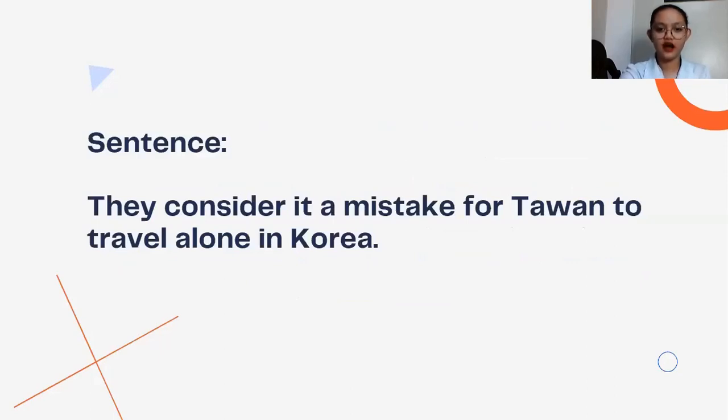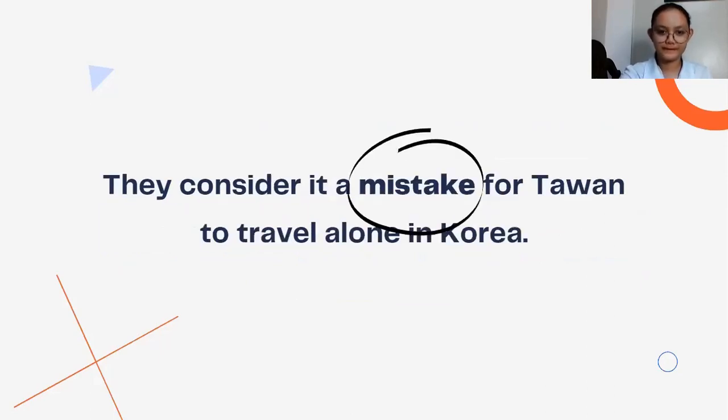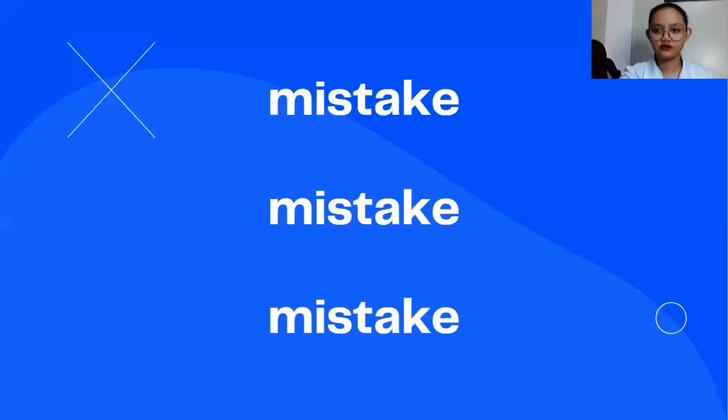Okay, that's right. Our sight word for today is mistake. They consider it a mistake for Tawan to travel alone in Korea. Let us read our sight word again. Mistake, mistake, mistake. Okay, very good.